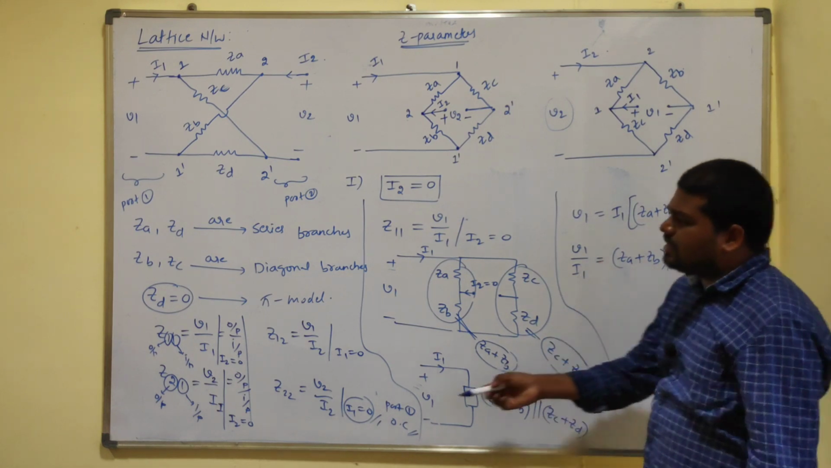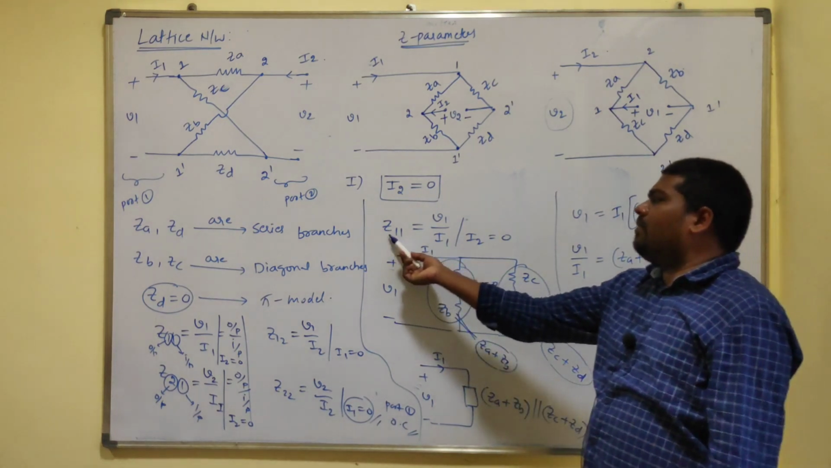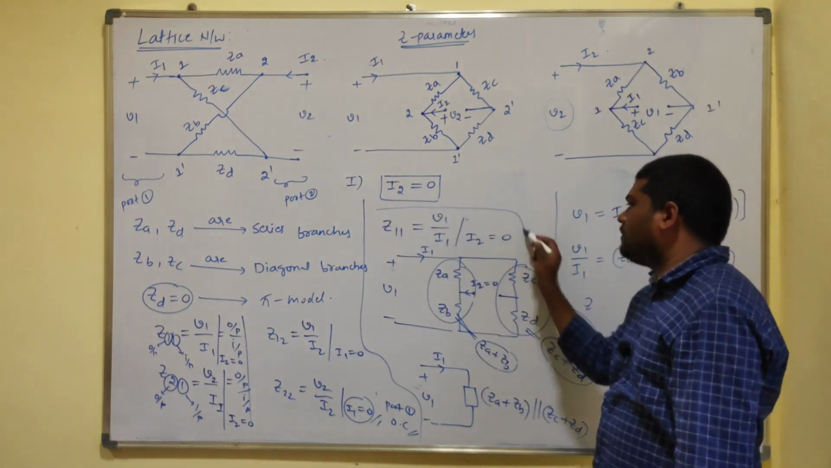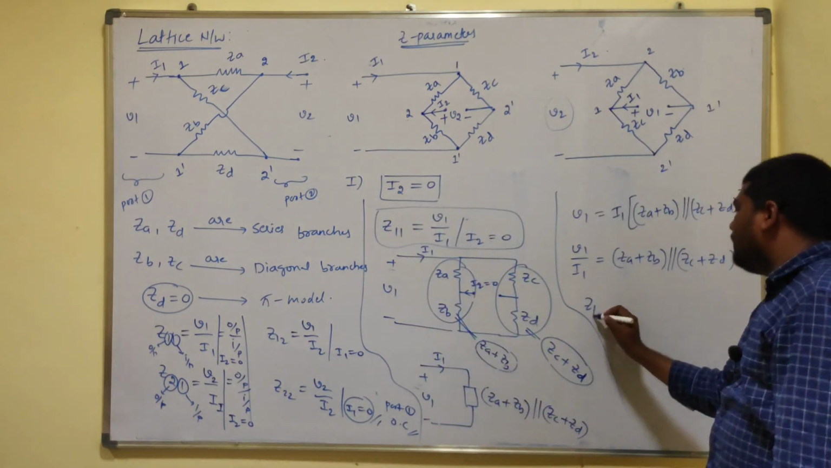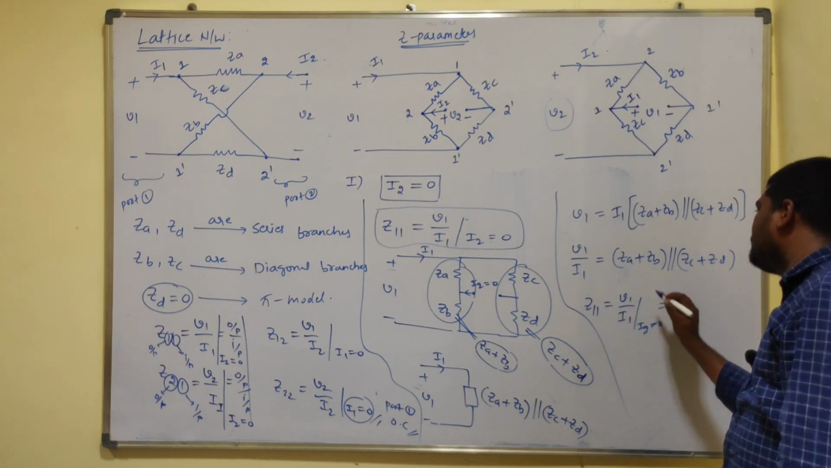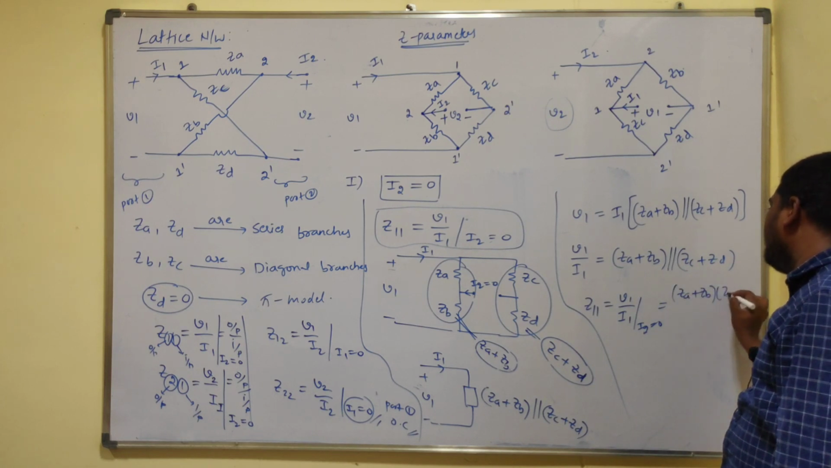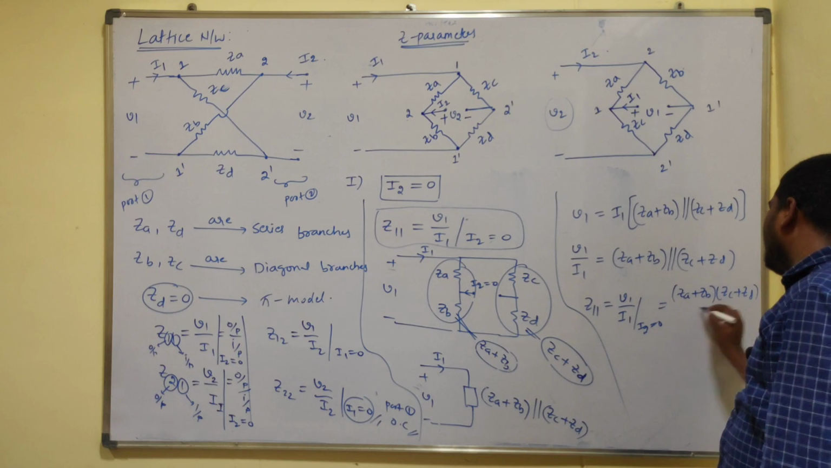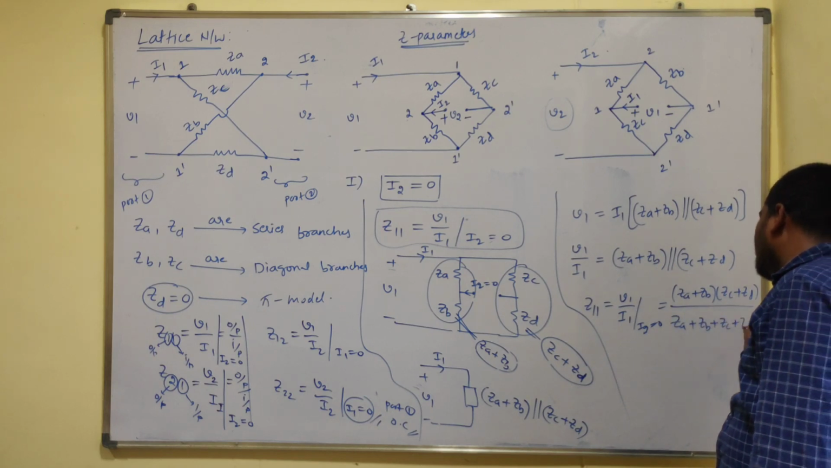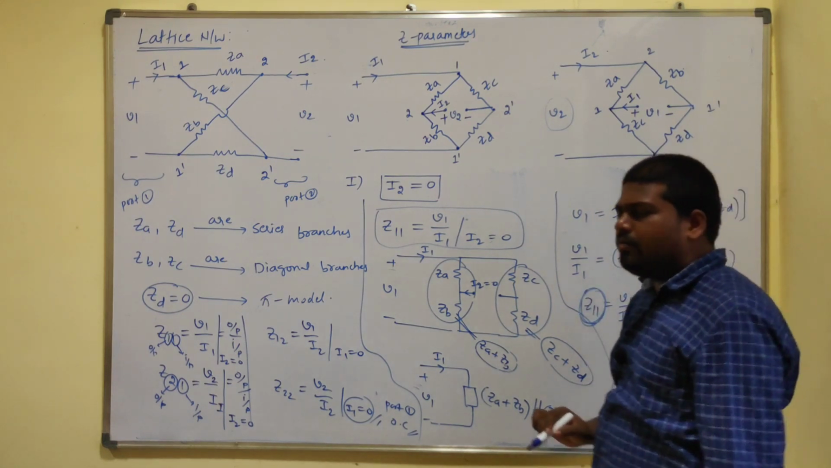Now V1 by I1 is nothing but Z11, right? Z11 equals V1 by I1 only when I2 equals 0. Now Z11 equals V1 by I1, and since these two are parallel, that equals ZA plus ZB into ZC plus ZD, divided by ZA plus ZB plus ZC plus ZD. So this is your first two-port parameter Z11, right?